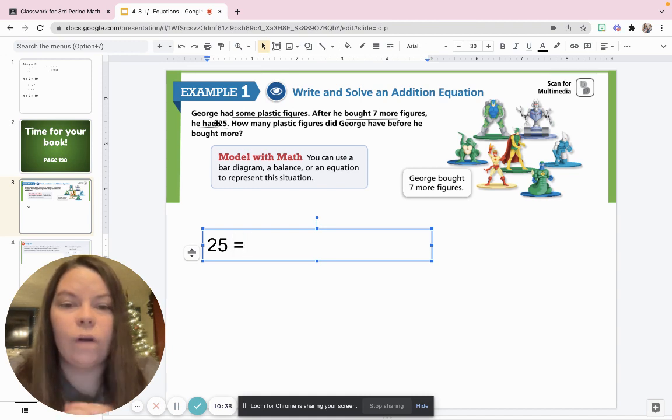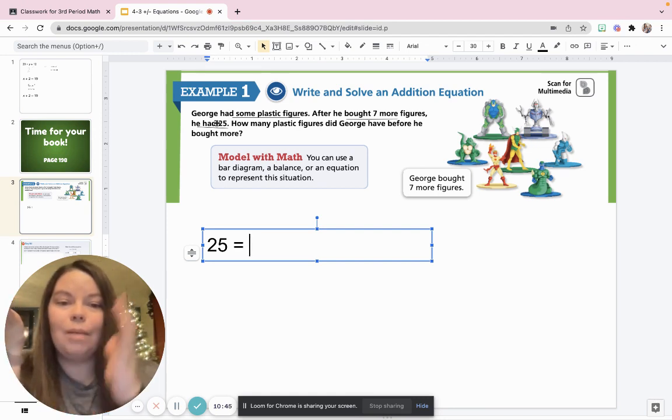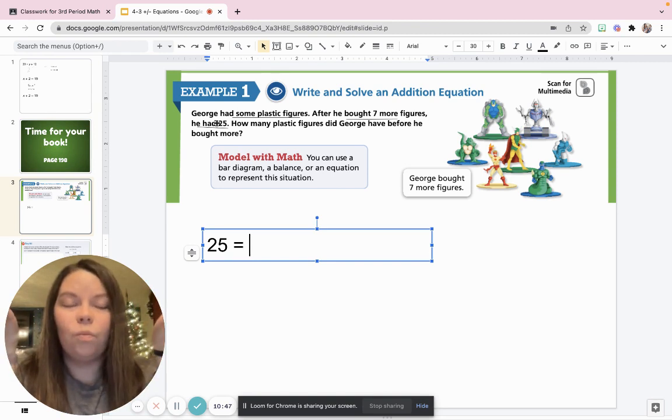Equals. Good. Okay. So now here's where it gets tricky when we step into that algebra stuff, okay? So if I have sum and I bought 7 more, what symbol am I going to use if I have the word more?